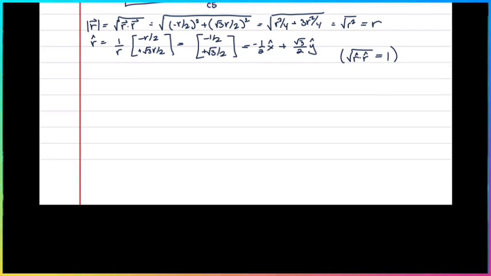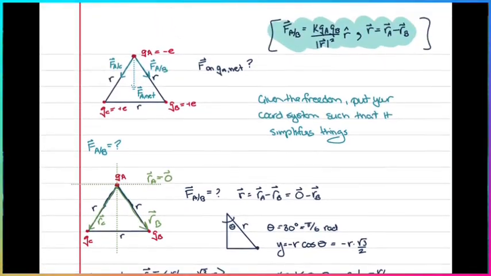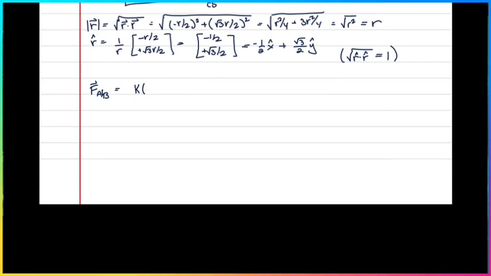And then we put it all together. Force on A from B is K Q sub A, which I said was what? Negative e. Negative e. Q sub B, positive e. All over the magnitude of the vector, which was r. So then we got to square it. Then r hat was negative 1/2, comma, root 3 over 2.